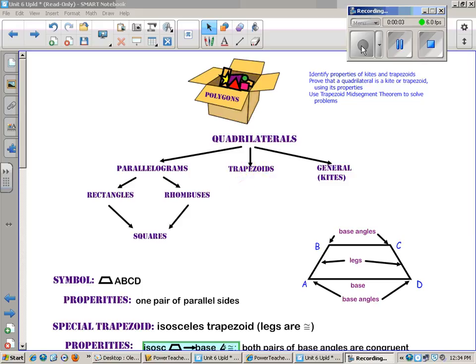Parallelograms or quadrilaterals. Remember at the very beginning of quadrilaterals, I said you can break them up into 3 categories. Parallelograms have 2 sets of parallel sides. Trapezoids have 1 set of parallel sides. And the general quadrilaterals have no sets of parallel sides. Okay? We are going to talk about one kind of general quadrilateral today, a kite, but they don't have any parallel sides. All right? So the first thing we're going to talk about today is trapezoids.